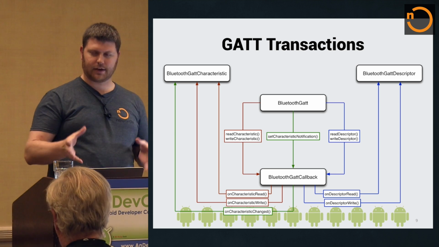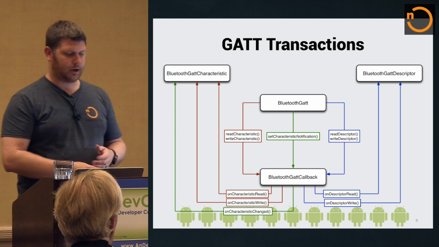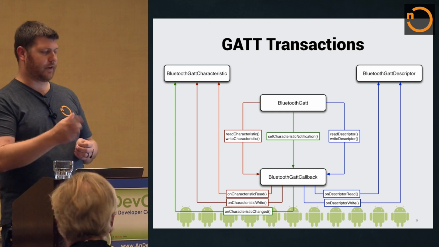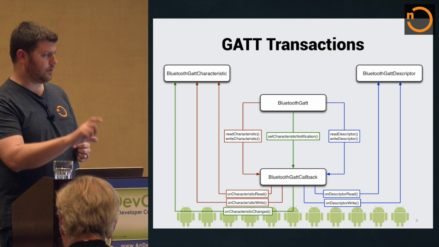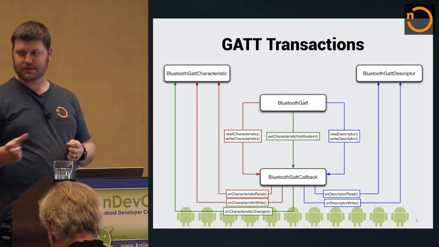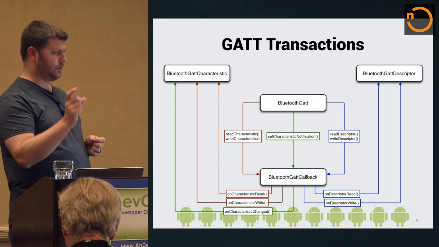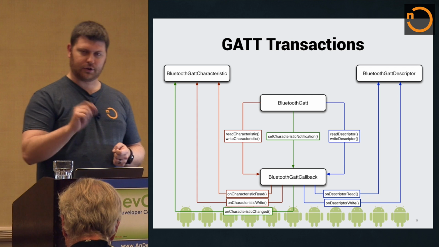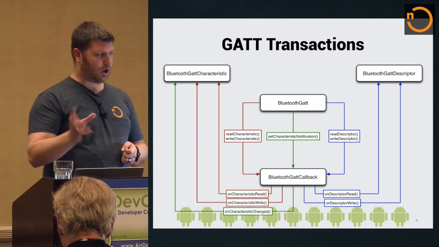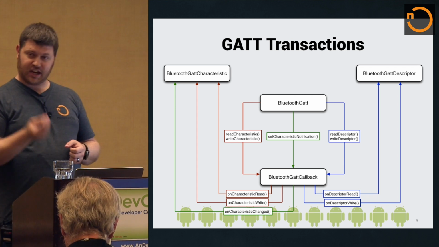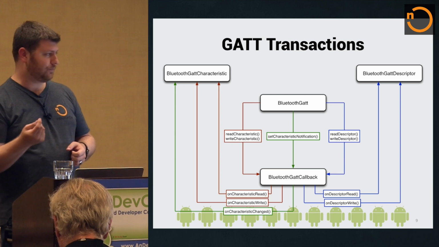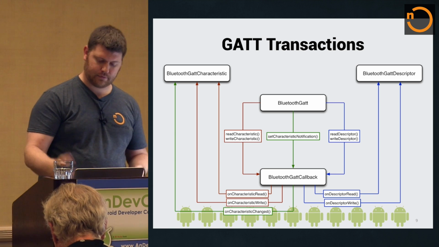Okay? Now there are some caveats on doing that. We'll talk about them in a little bit. But generally speaking, if you're interested in some value, like say a temperature on a thermometer, and you want to update the UI every time it changes, you would probably subscribe to it with a notification. Okay? Now the only difference there is that the callback is going to be onCharacteristicChanged instead of onCharacteristicRead. Okay? But other than that, it's the same path.